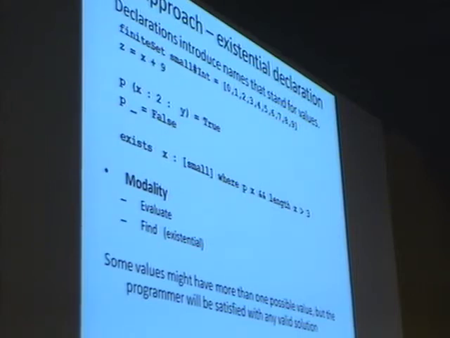And so what I'm trying to get here is that there's a kind of modality of computation here. So we're used to working in what I call the evaluation modality. You name something, there's a computation that runs, produces a value, and assigns that value to the name. But then there's also this find, or this existential modality that says, there is an x, and find me one that has some property. Okay? And I claim that this existential declaration is perfect for embedding decision procedures.